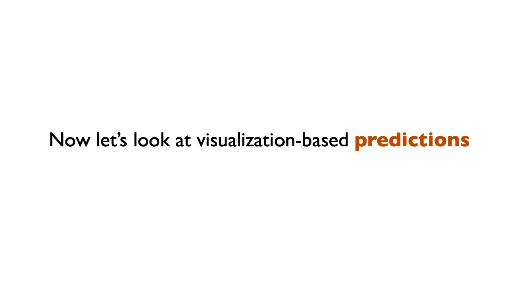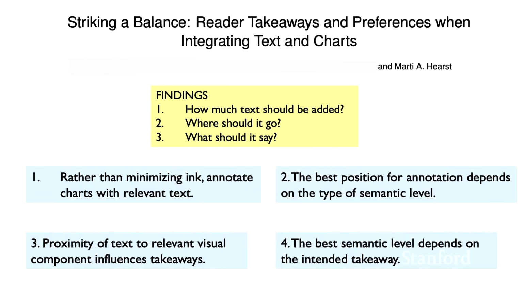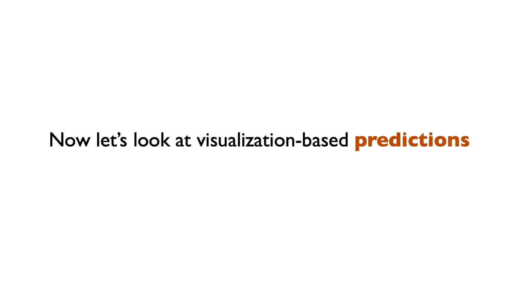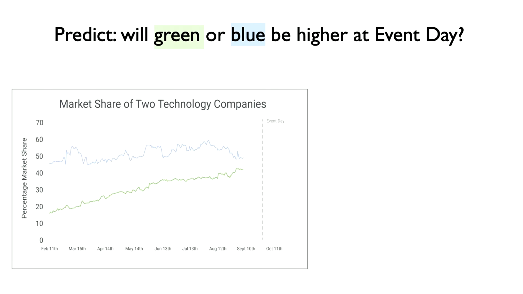Okay, so now that takeaways are, we asked people, what did you learn from this chart? We asked them, what did they remember, actually? So another piece of work we did was we looked at predictions, which is different than takeaways from visualizations. So we started with a chart like this. Take a look, market share of two technology companies, blue versus green, and there's an event day coming up. How many people think blue will be higher when we get to the event day? Show of hands. And how many think green will be higher? Show of hands. Yeah, so it's about 50-50, which is the intention of the design here. So it's designed to be ambiguous.